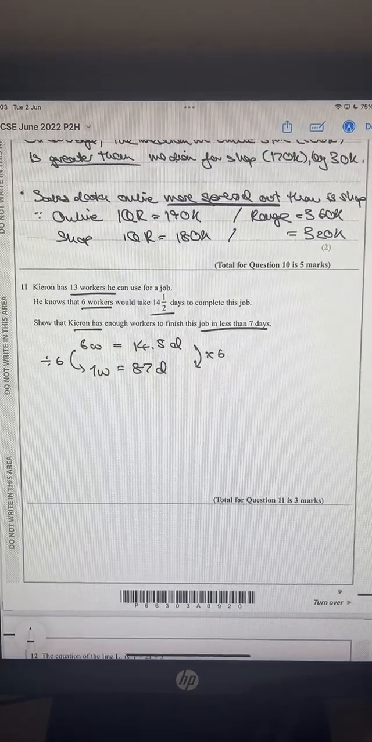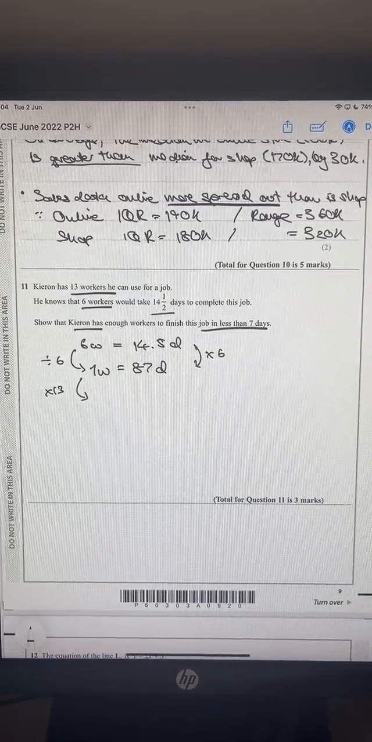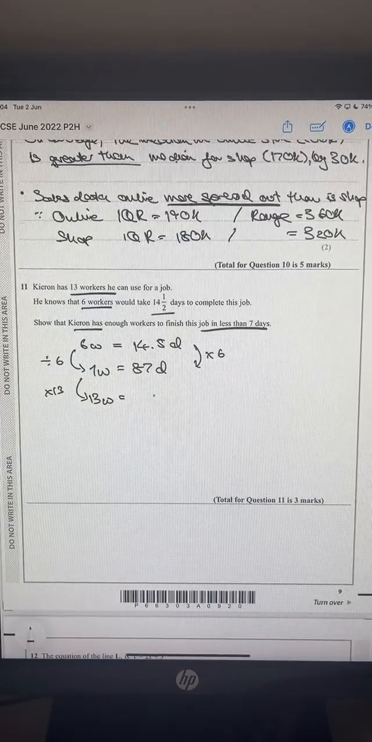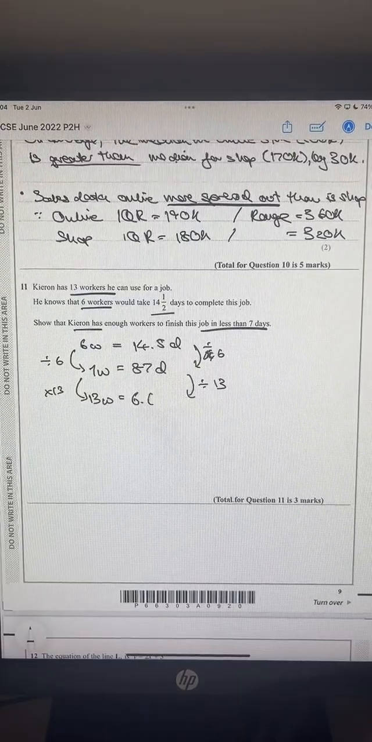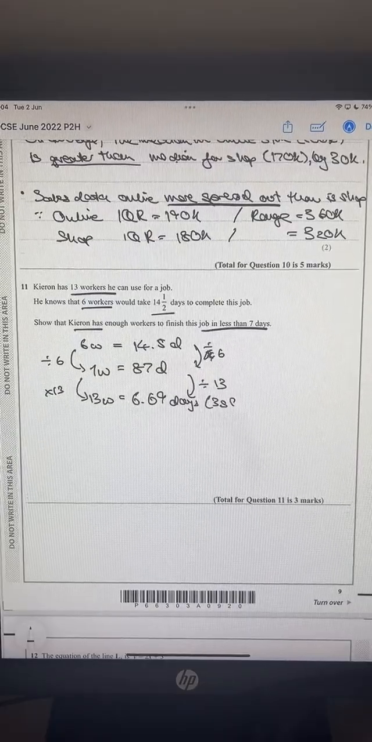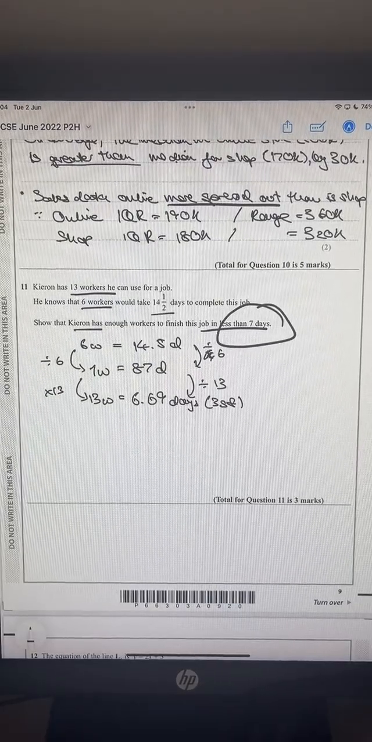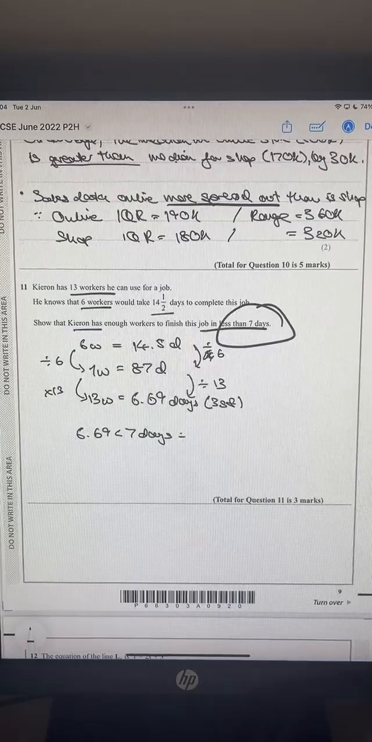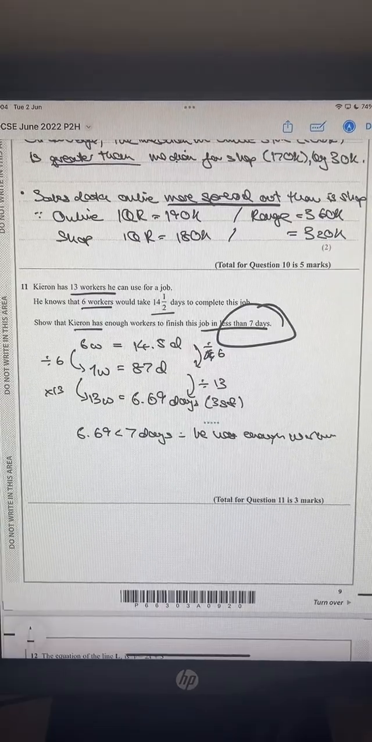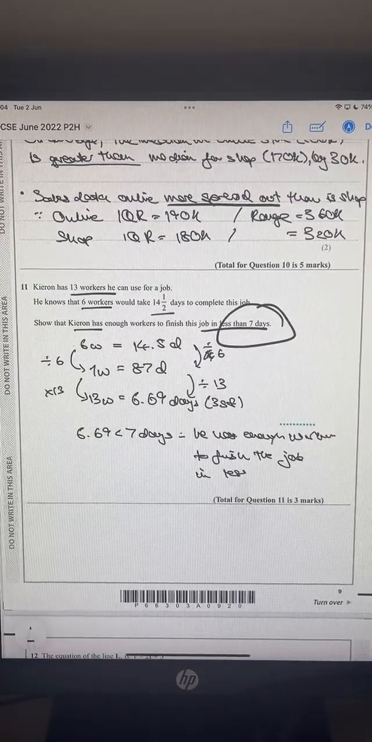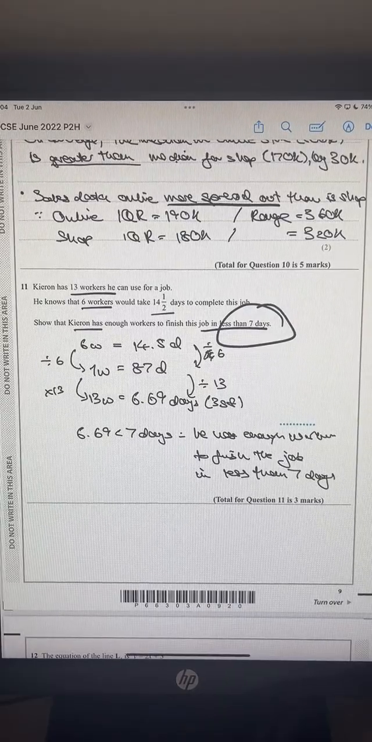And if he has 13 workers, we will multiply that by 13. So 13 workers is equal to 87 times 13, divided by 13, because inverse proportionality, is 6.69 days to 3 significant figures. And is that enough to show that it's in less than 7 days? Yes. Then we just say 6.69 is less than 7 days. Therefore, he has enough workers to finish the job in less than 7 days. And that's it. Nice little inverse proportion question.